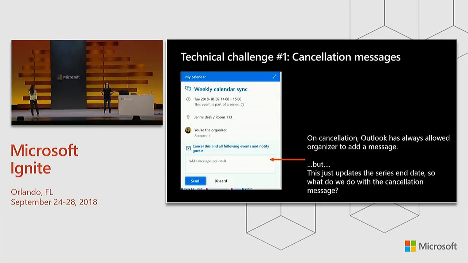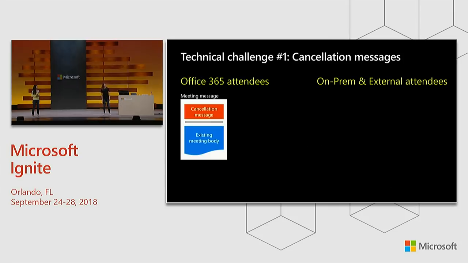Because we want to allow users to communicate and say, oh, I'm shortening it because the project has shipped, or we don't need the series anymore. So we need to allow them to send a message, but we don't want that cancellation message to be confusing when users are viewing the recurring series. So for Office 365 attendees, when they get that meeting message, we insert the cancellation message at the top of the meeting body. So they'll see that kind of message with a horizontal bar and then the original meeting body there.